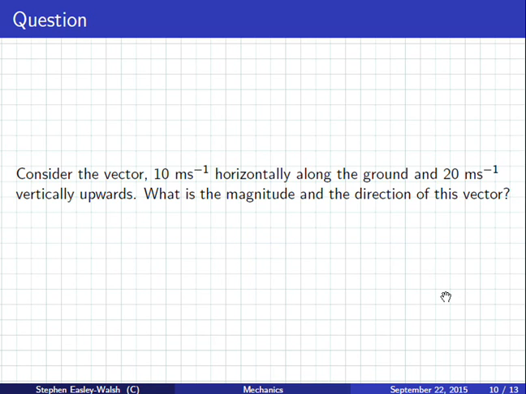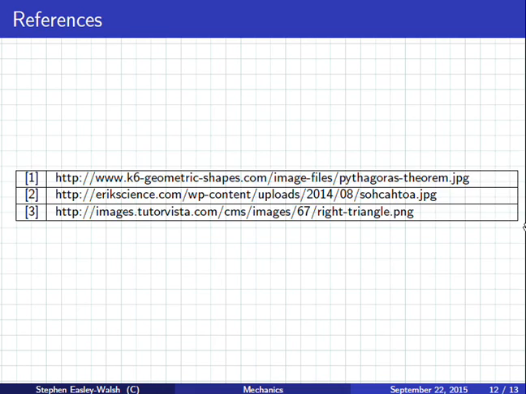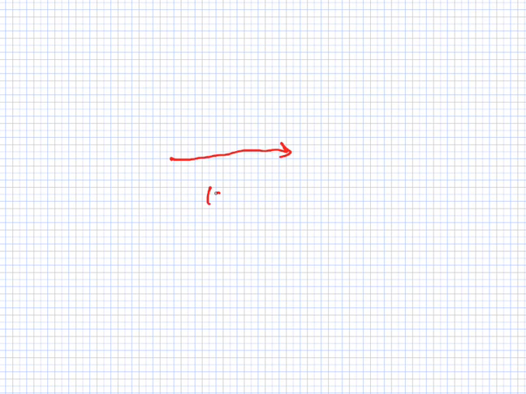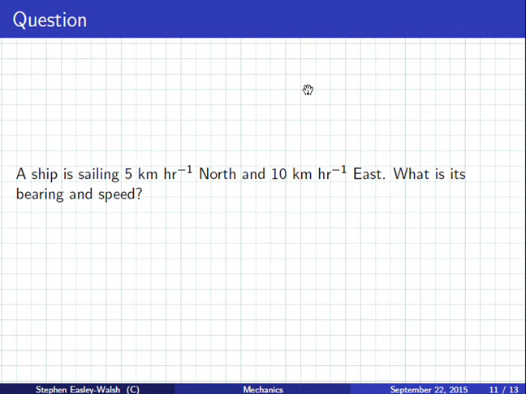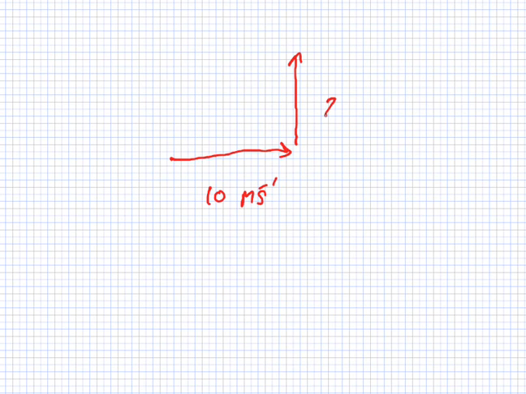Okay, so here's an example. I have a vector that is 10 horizontal and 20 vertical. What is the magnitude and direction? So this vector here is 10 meters per second horizontally, and 20 meters per second vertically, and I want to know what is the magnitude and what is the direction. How can I find the magnitude here? What do I use? Pythagoras.